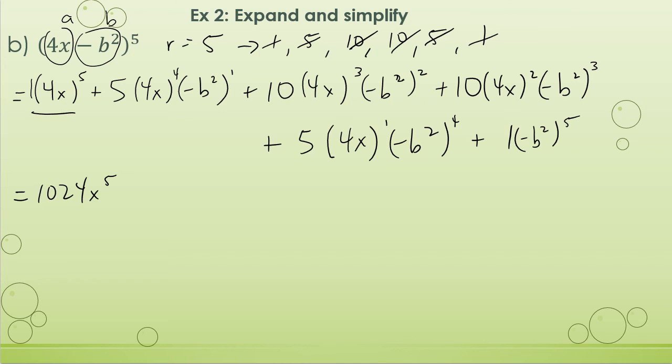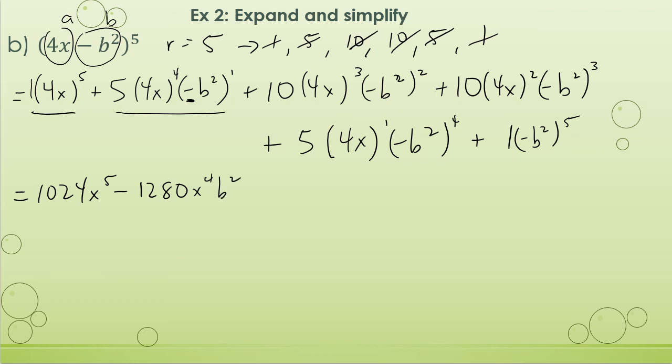Next one. Okay, so we got to pay attention here. 4 to the power of 4. So 4 to the power of 4 is 256 times 5, 1280, okay? But I also have this negative coefficient right here in front of the b, and that negative b to the 1 is still going to be negative. So this is actually going to be negative 1280 x to the 4 b squared.